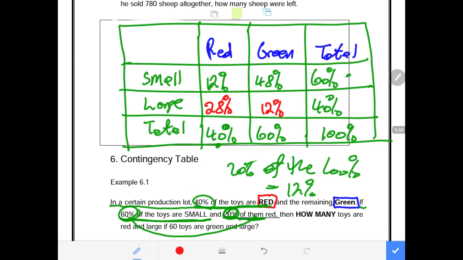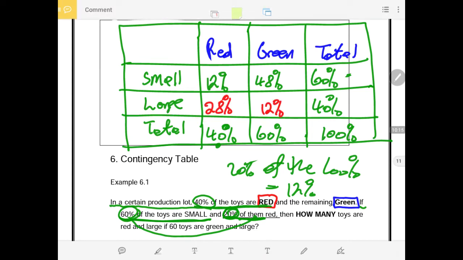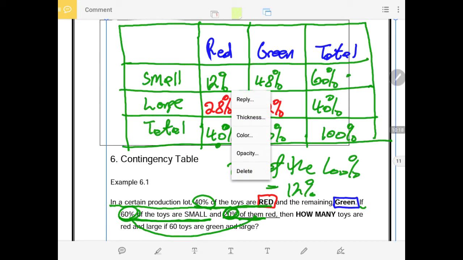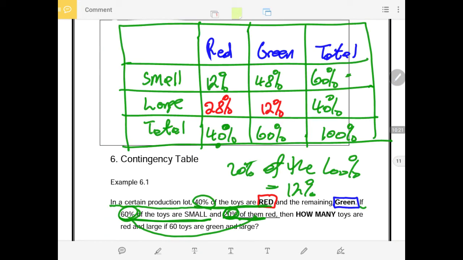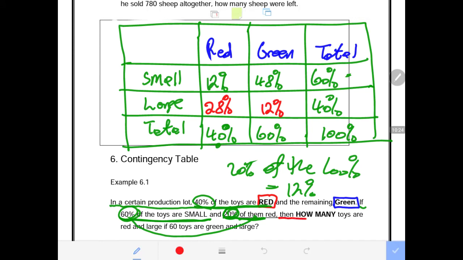Now take note of that. We have 12% of the toys that are green and large, and 28% of the toys are red and large. So very important to read that information in that manner. Now we are to respond to what was required. The requirement said to us, how many toys are red and large? That means we are looking for the number of toys that are at this 28%.